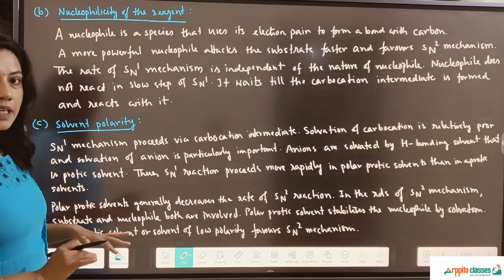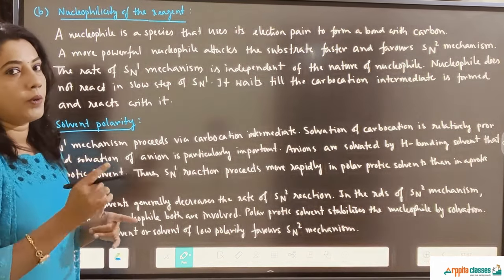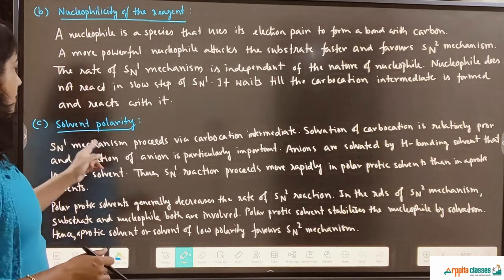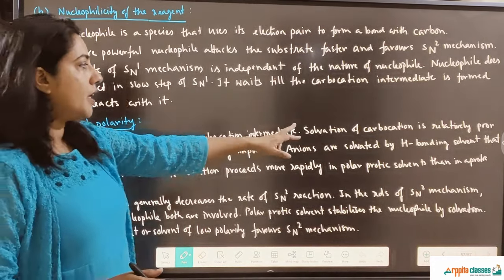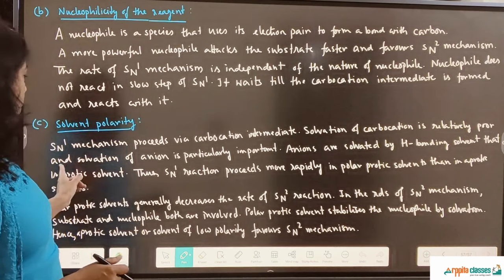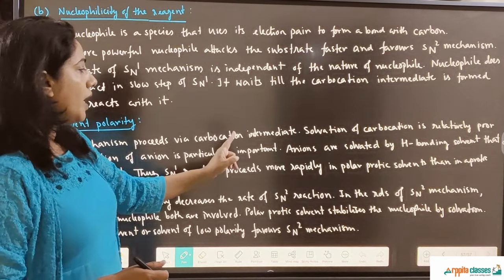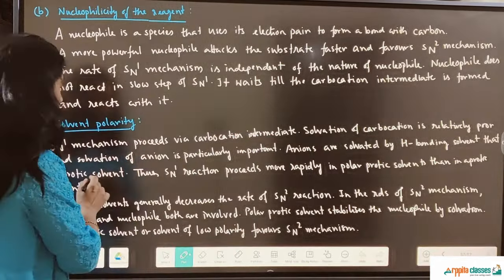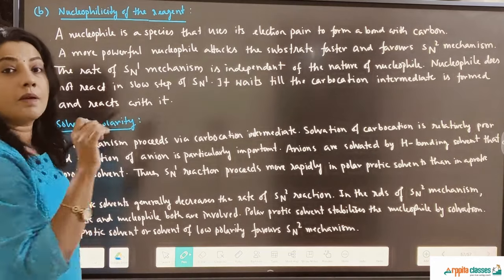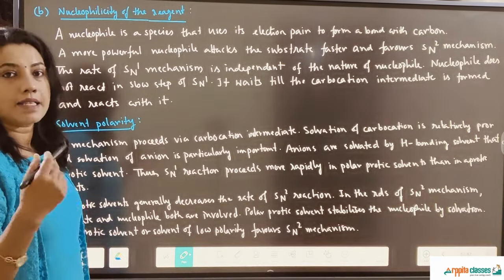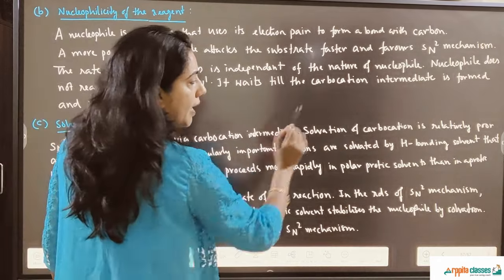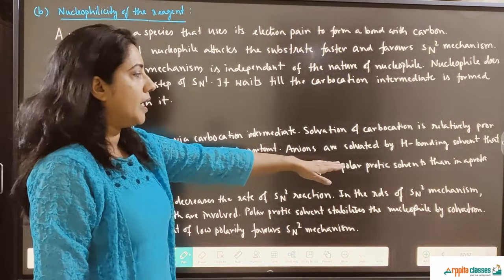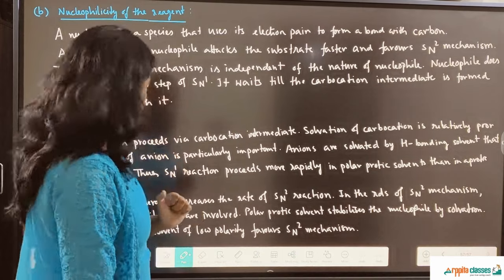Now the solvent polarity. The SN1 reaction is favored by polar protic solvent, the SN2 reaction is favored by polar aprotic solvent. The explanation: the SN1 mechanism proceeds by a carbocation intermediate. Solvation of the carbocation is relatively poor and solvation of the anion is particularly important. Anions are solvated by hydrogen bonding solvent, that is polar solvent. Anions, that is the leaving group, Br minus, Cl minus, are solvated by hydrogen bonding solvent, that is a protic solvent. Thus the SN1 reaction proceeds more rapidly in polar protic solvent than in aprotic solvent.